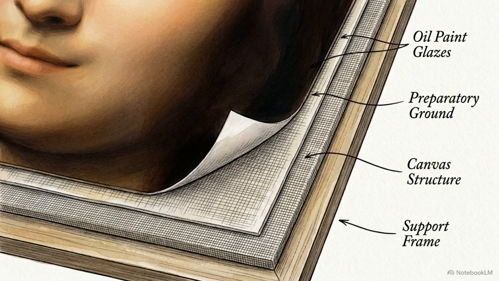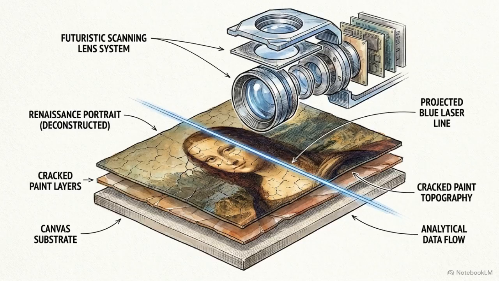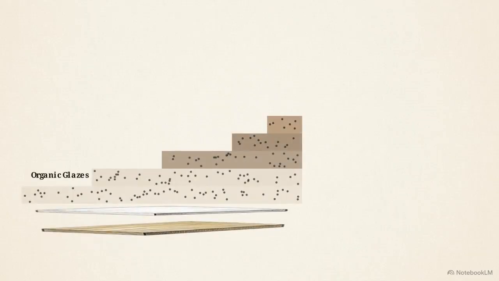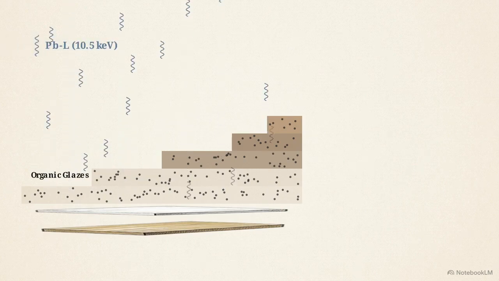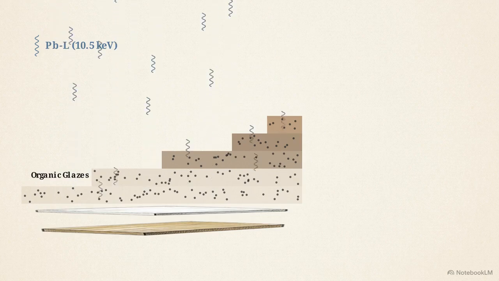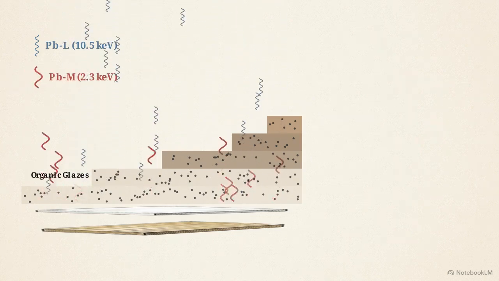On the surface, the sfumato technique creates deep shadows without sharp outlines or visible brushstrokes. Scientists used quantitative X-ray fluorescence, or XRF, spectroscopy to map the physical structure of these shadows without touching the painting. The process relies on differential absorption. High-energy Pb L lines at approximately 10.5 kiloelectron volts pass through the upper organic glazes without being absorbed.